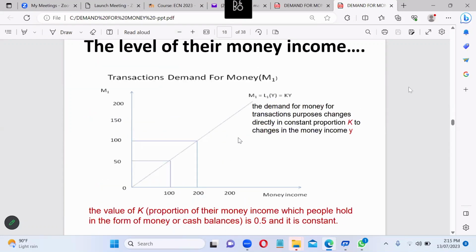We can see this in the diagram. We easily identify the money income. Income is increasing: 100, 200, 300. The M1 money, the holding money, is also increasing: 50 rupees, 100 rupees, 150, 200. So there is a positive relationship between transaction money and income. This is a normal explanation of this theory.